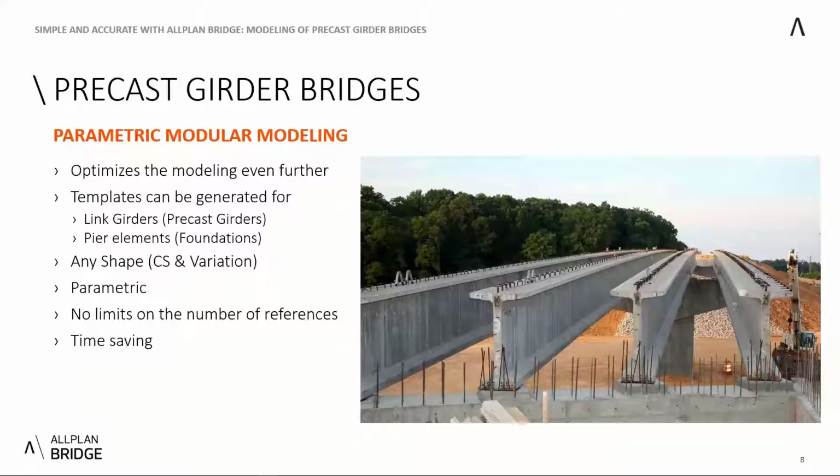Here, you can generate as many templates as necessary, either for link girder elements to model the prefabricated girders, or for pier elements to model the substructure. The virtual axis is straight and is horizontal or vertical depending on the element. And from here on, again, the initial modeling approach can be used to generate any shape of any variation.